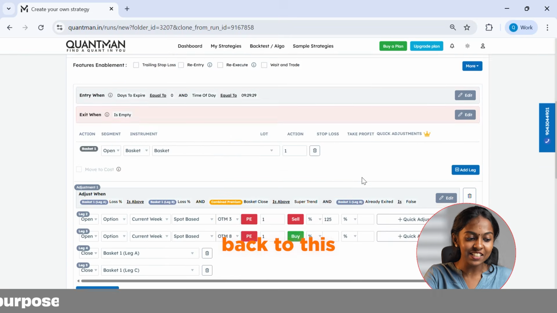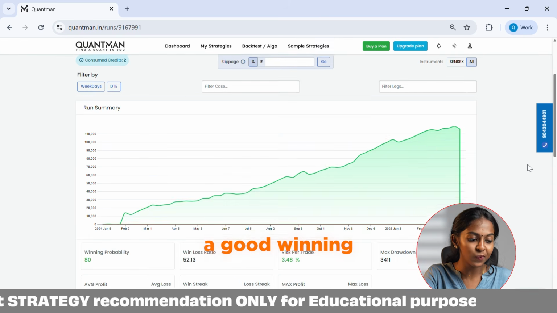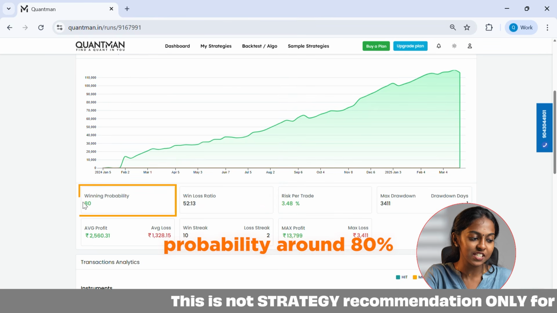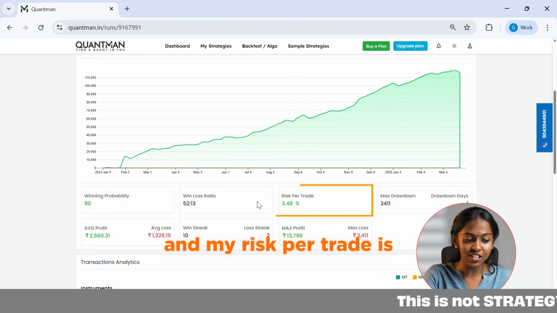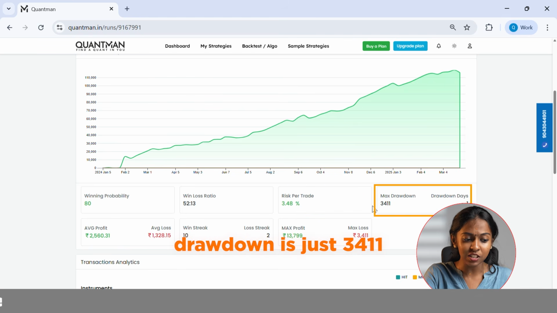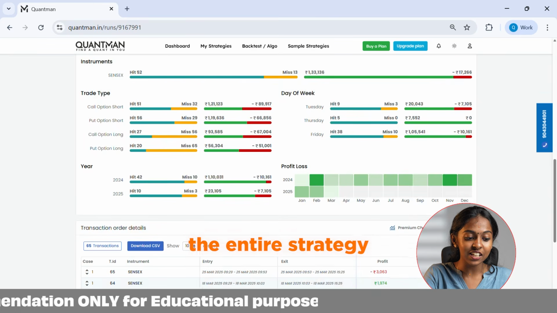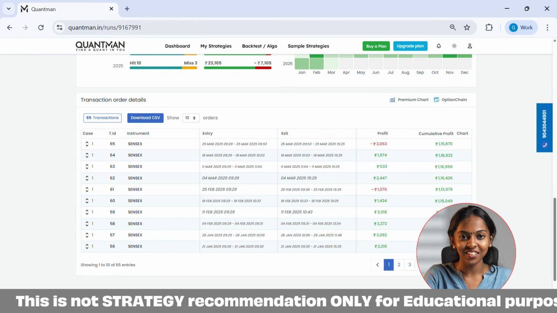Now let's backtest this entire strategy. This strategy gives me a good winning probability of around 80%. And my risk per trade is also about 3.48%. My maximum drawdown is just 3411. And you can see the entire strategy's details over here.